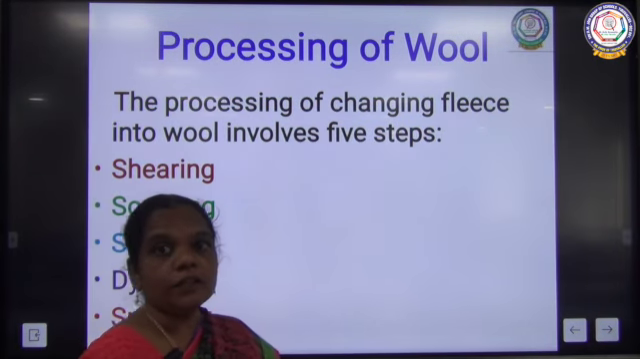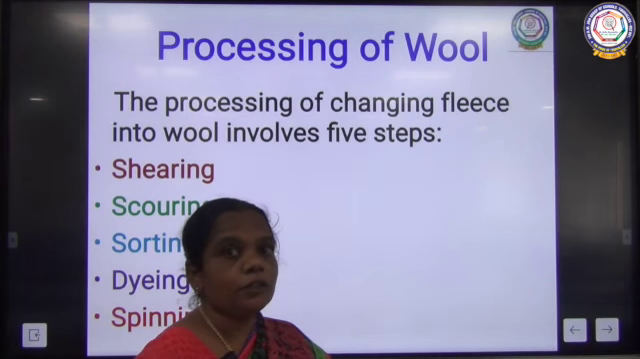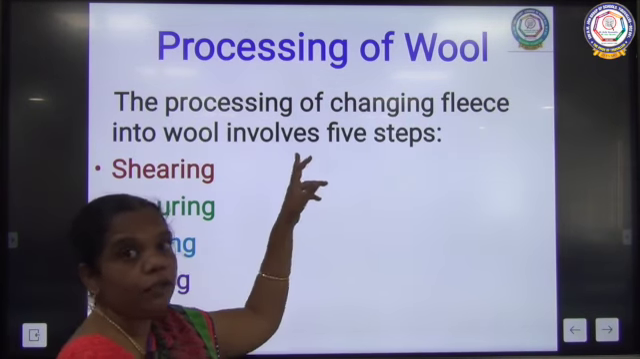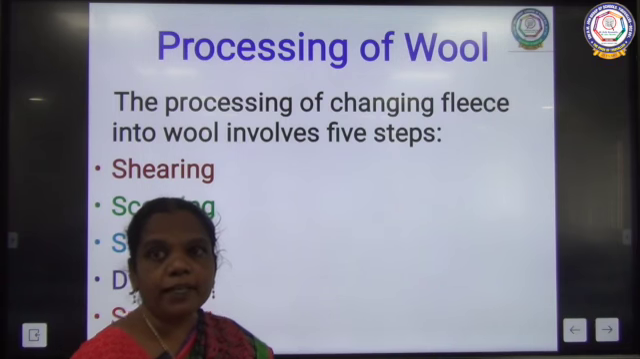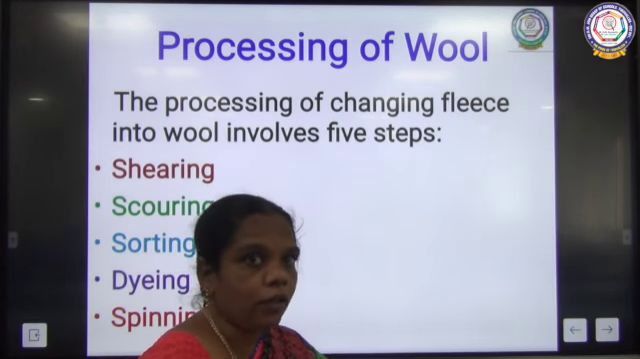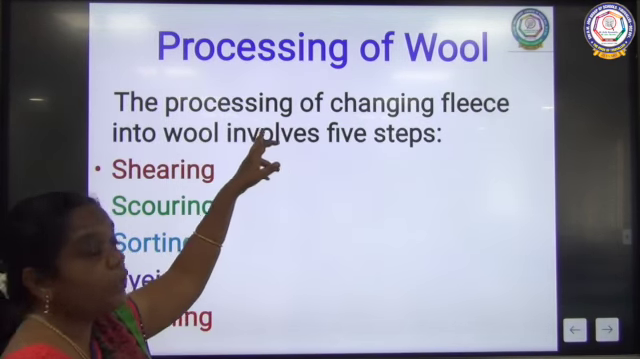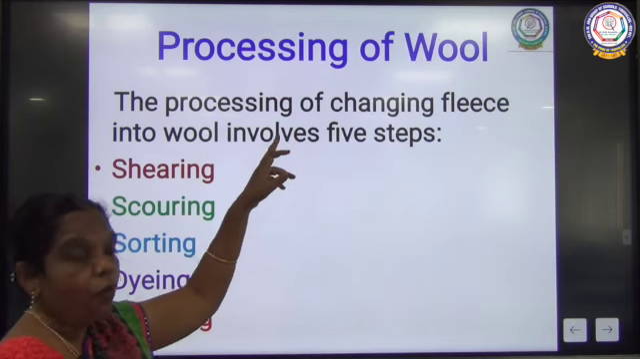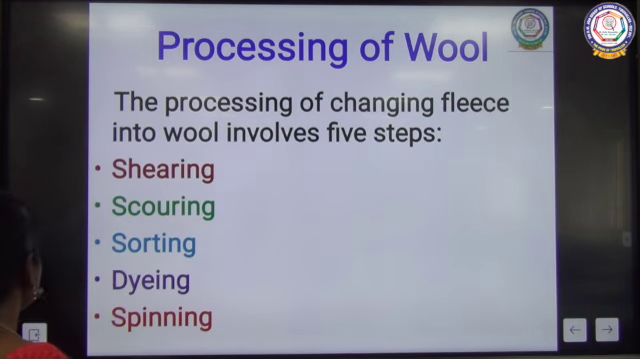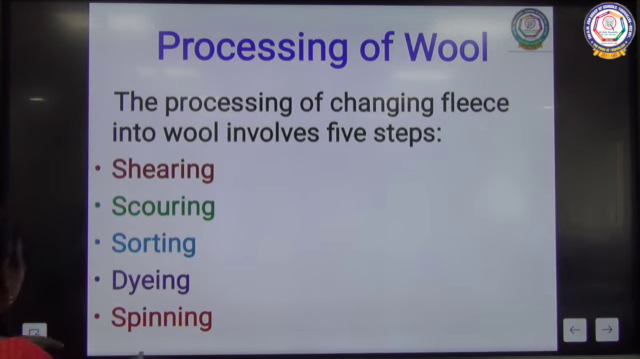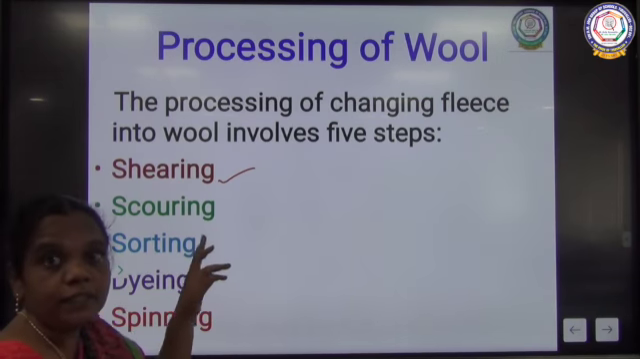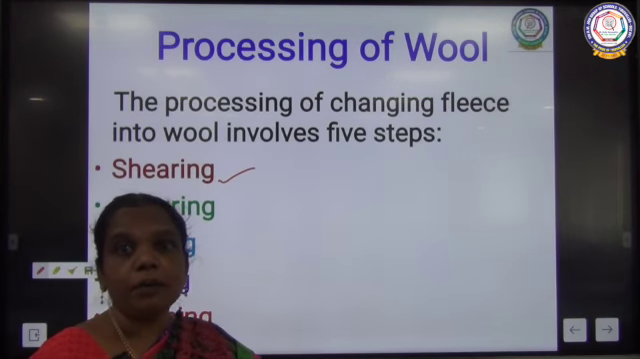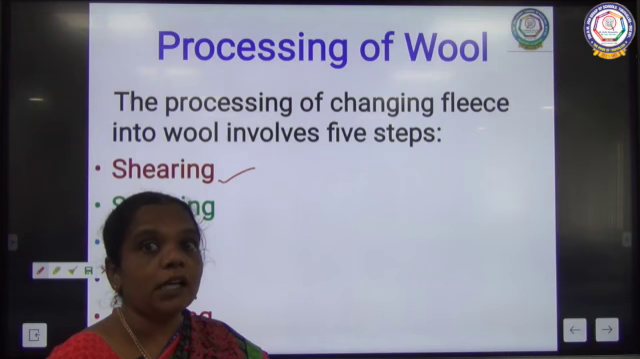So now we are going to see about the production. There are 5 steps involved in the process of wool, so that the wool can be made into a fabric. What are the different processes involved in the production of wool? First one is shearing. The first step in wool production is shearing.